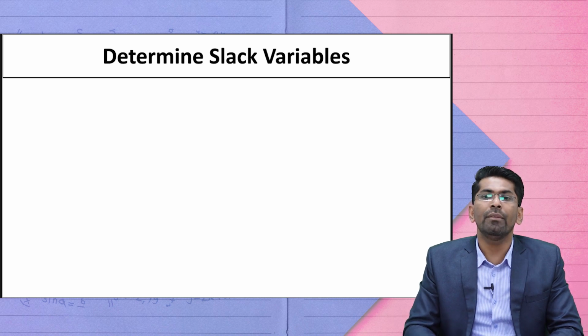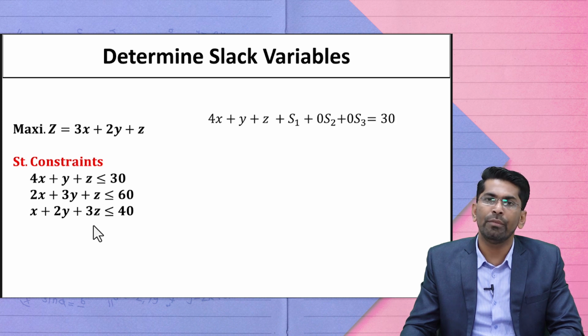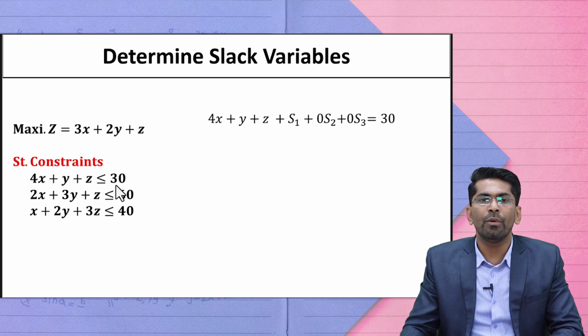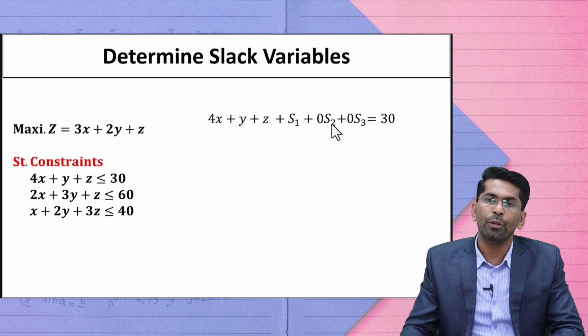Here we are going to determine our slack variables in the above example, that is the maximization of z equal to 3x plus 2y plus z, subject to the three constraints, with all the decision variables greater than or equal to 0. For the first constraint, 4x plus y plus z, plus I am adding the slack variable. Here we are going to add three slack variables, S1, S2 and S3, to convert our given linear programming problem into the standard form.